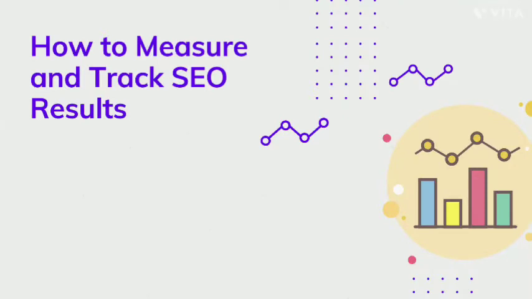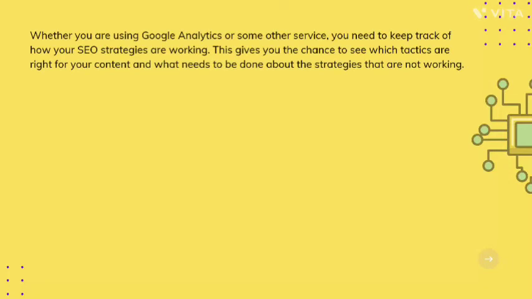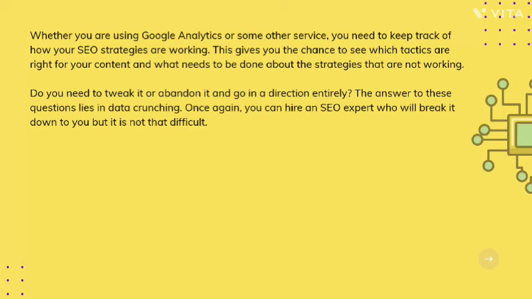How to measure and track SEO results. Whether you are using Google Analytics or some other service, you need to keep track of how your SEO strategies are working. This gives you the chance to see which tactics are right for your content and what needs to be done about the strategies that are not working. Do you need to tweak it or abandon it and go in a different direction entirely? The answer to these questions lies in data crunching.